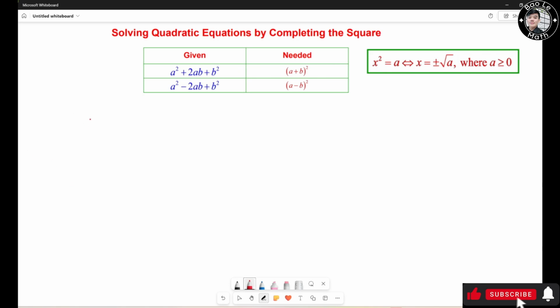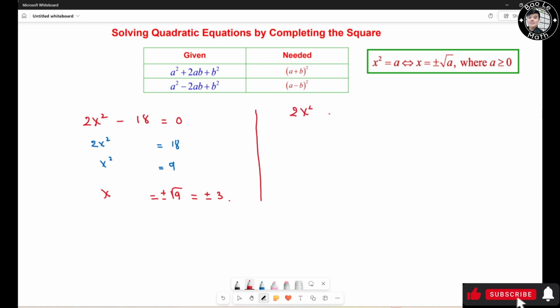Now let's take a look at the next example. 2s squared minus 18 equals 0. Alright, so I need to add 18 both sides. It turns out to be 2s squared equals 18, right? And then divide both sides by 2. So s squared equals 9, right? And then you take square root both sides. It's going to be s equals plus and minus square root of 9. It turns out to be plus and minus 3, right? So the solution is 3 and negative 3. Now let's take a look at the next example.